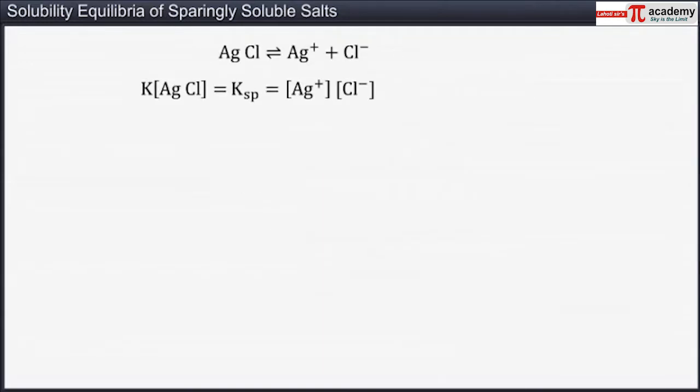The experimental value of Ksp for silver chloride at 298 Kelvin is equal to 1.8 multiplied by 10 to the power of minus 10.